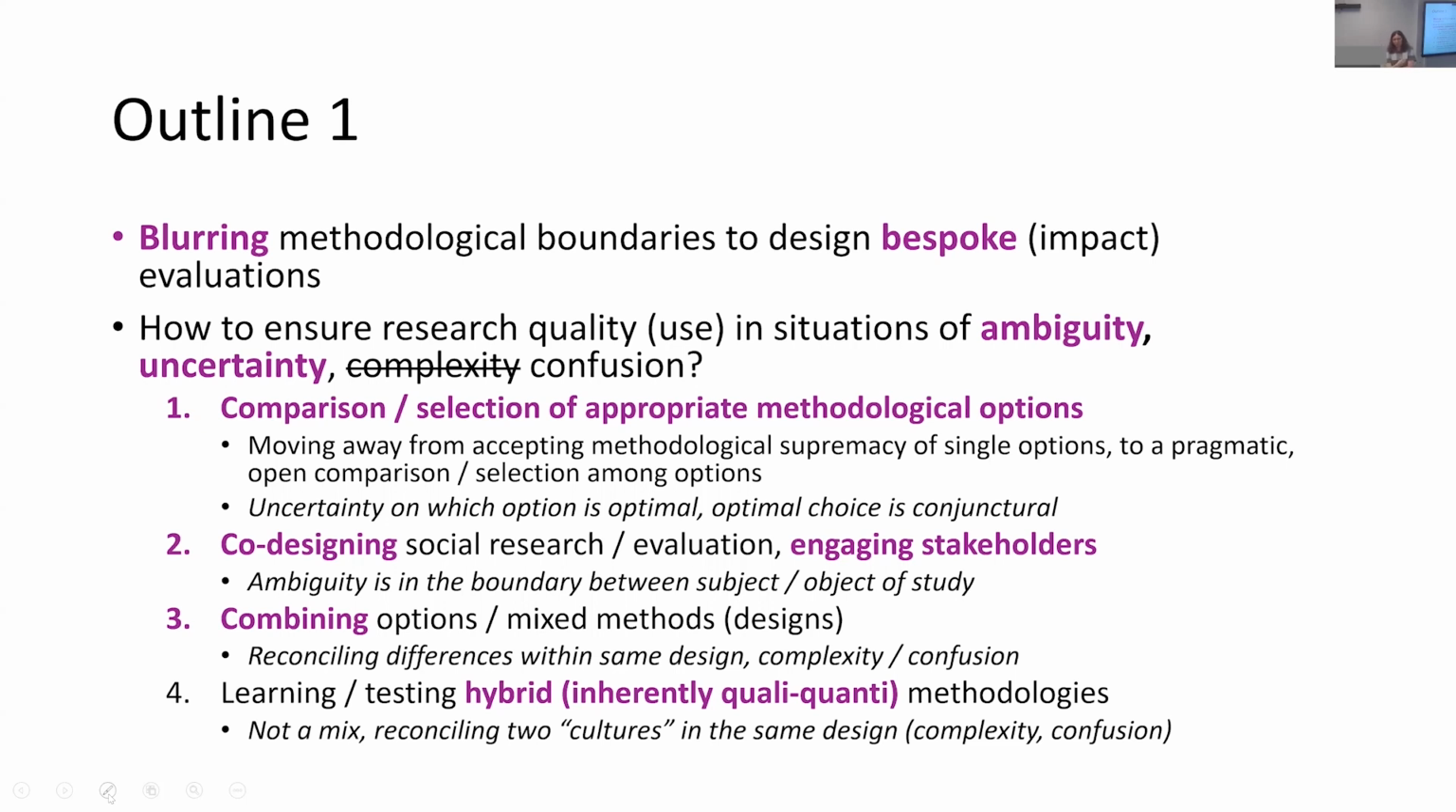The other dimension of uncertainty is around co-designing social research or evaluation, for example, engaging stakeholders. In this case, the ambiguity is around subject and object of the study, where the boundary lies. The third key theme is about, once we have selected single options, let's say following a most appropriate logic, then how do we combine options?